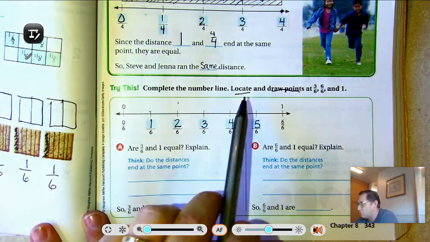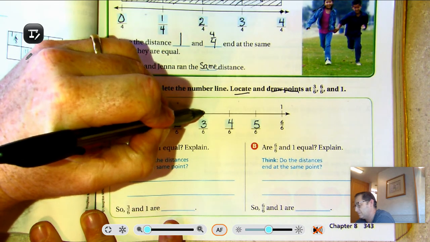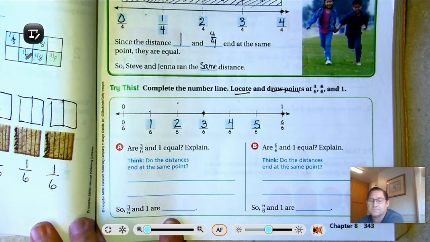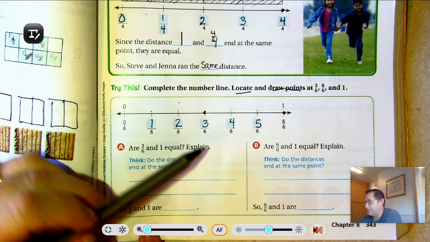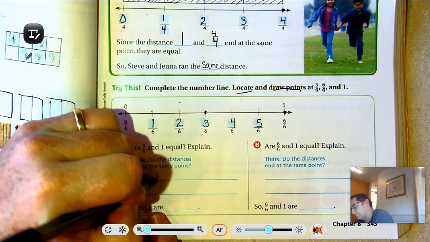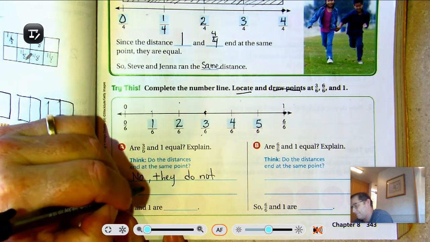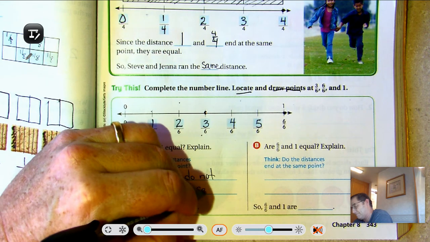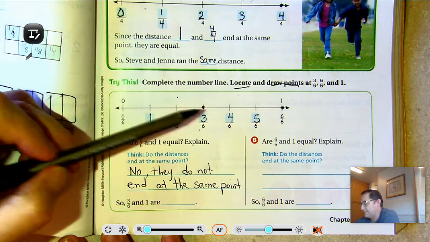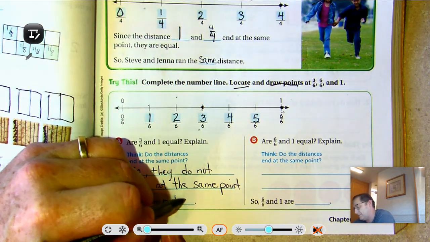So now we have to locate and draw points at 3/6, 6/6, and 1. Well, 3/6 is right there, and 6/6 and 1 are in the same spot. Okay, so are 3/6 and 1 equal? Here's 3/6, here's 1. No, they're not equal. They don't end at the same point, right? 3/6 ends at this point, 1 ends at this point. So they are not equal.